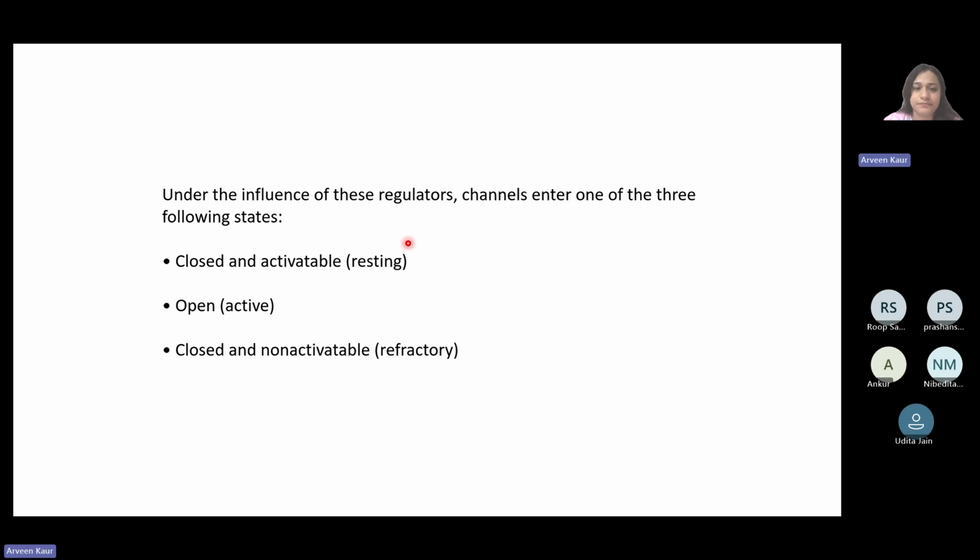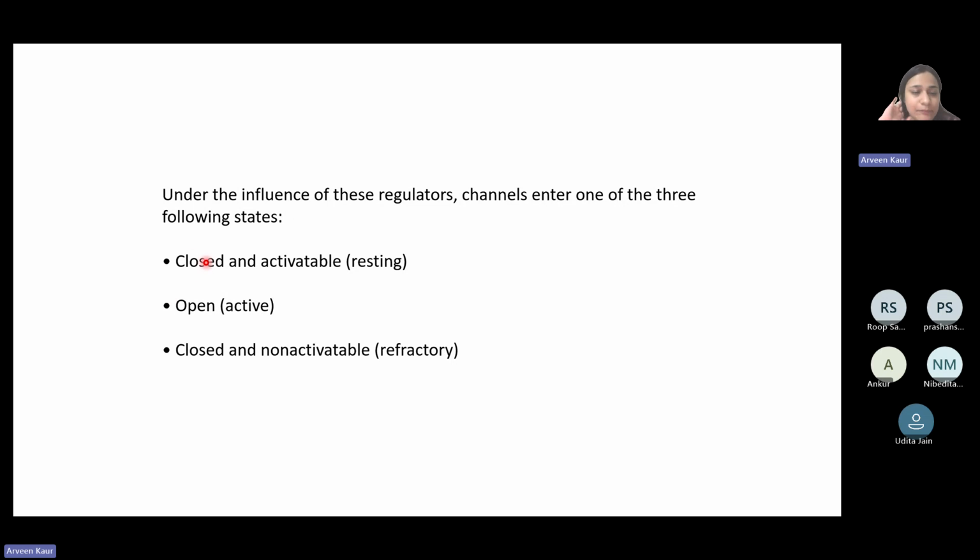Under the influence of these regulators, basically, what are the regulators over here? They could be the ligands or the mechanical pressure or the voltage difference, right? The channels enter one of the following states, right? So if the channel is closed, but it can be activated, that is known as the resting state, right? So this slide is important for us to then understand how action potential is actually attained, right? So pay a lot of attention to this slide for that, right?